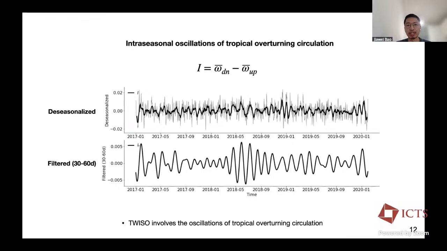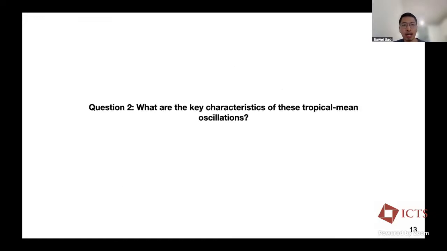Then we do the same time series to see whether this circulation also oscillates. It looks like the circulation also involves the tropical overturning circulation oscillation, as you can see in both the deseasonalized time series. It already shows the oscillation signal. And then we will try to look at the relationships of other variables with the circulation. So we try to understand the spatial patterns of the oscillation. What are the key characteristics of the tropical oscillation in space?